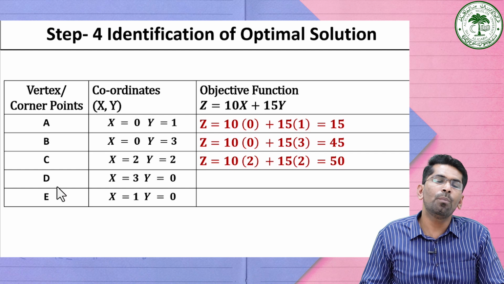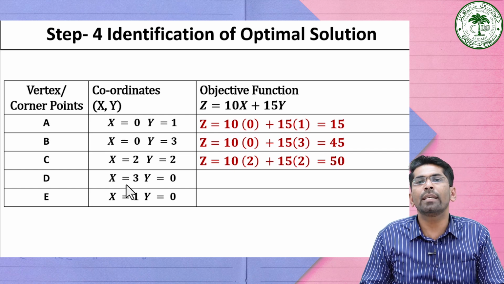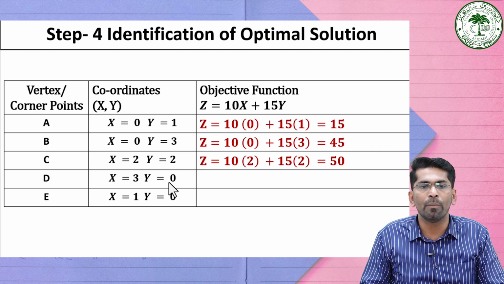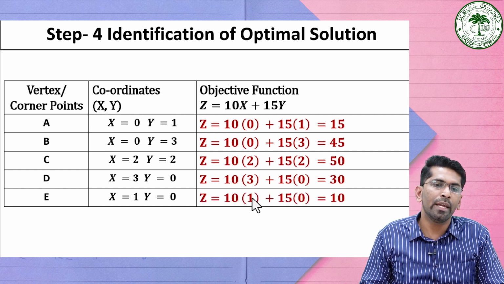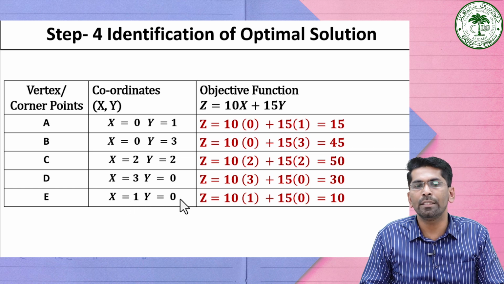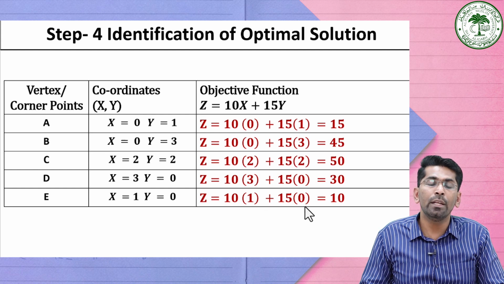Now similarly, at point D, the value of x is equal to 3 and the value of y is equal to 0. Substituting x is equal to 3 and y is equal to 0, the objective function will become 10 into 3 plus 15 into 0, which is 30. This term will become 0. And the last point, point E, with x equal to 1 and y equal to 0, gives 10 into 1 plus 15 into 0, which is equal to 10.